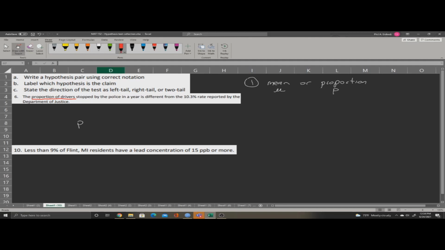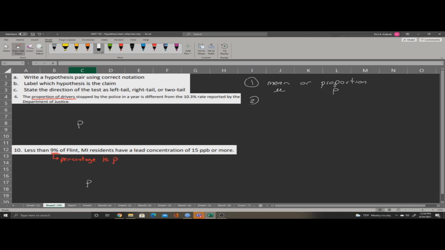In problem 10, we have a percentage given to us. So even though we don't have the word proportion mentioned directly, the fact that it says percentage means we'll be using p. So we'll write a p down to remind ourselves of that.